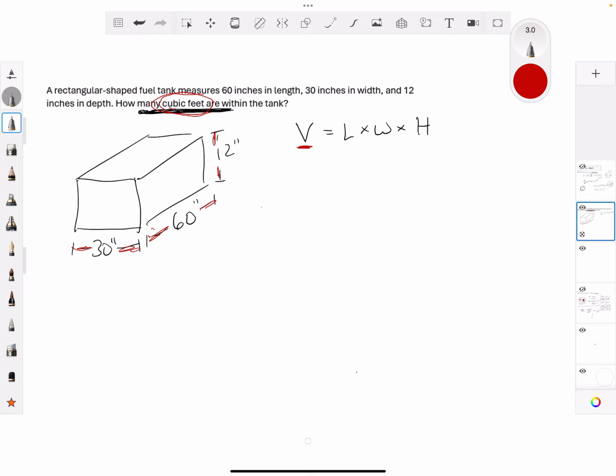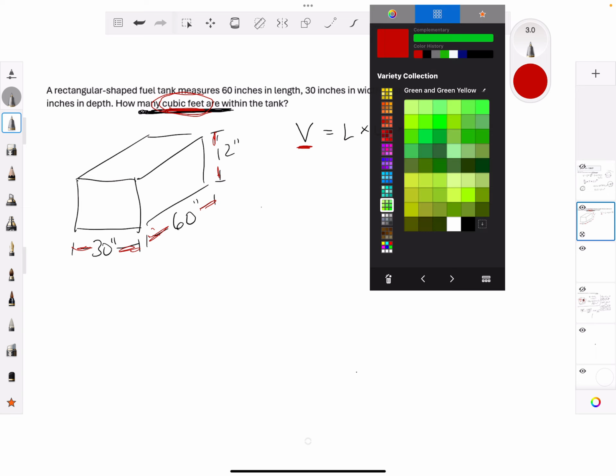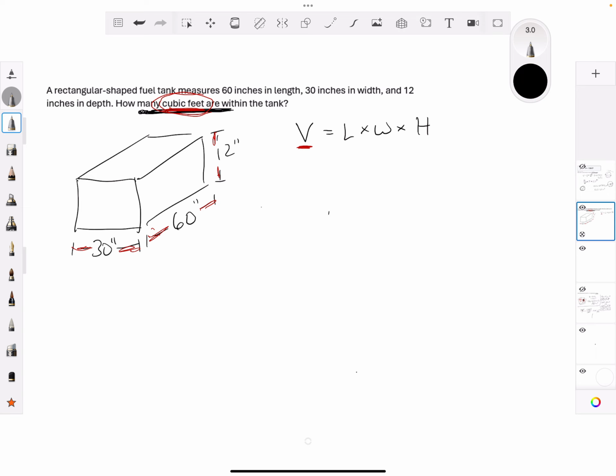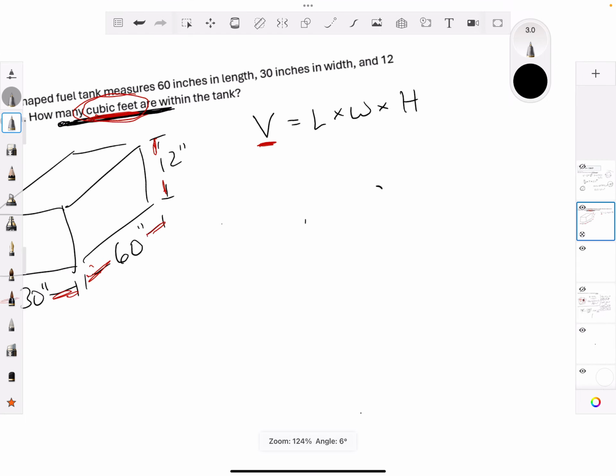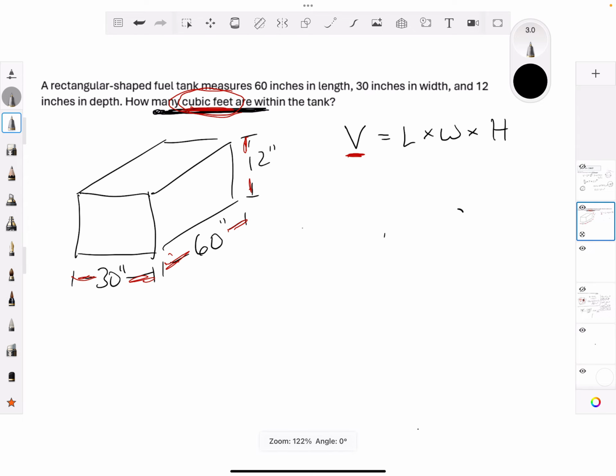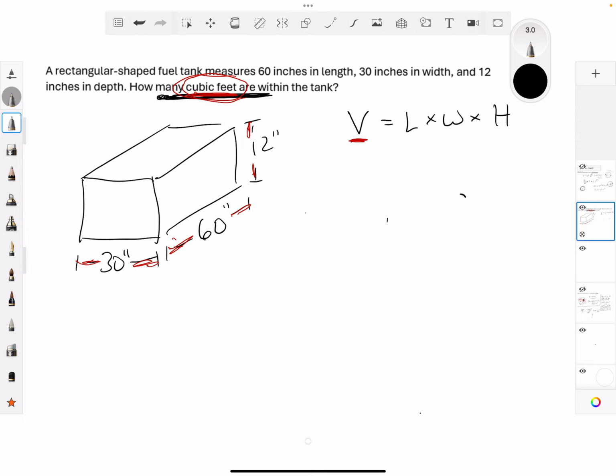After that, we need to realize that it says it wants the answer in cubic feet. So if we did the answer in cubic inches, we would have the incorrect solution. So perfect. There's multiple ways to do this problem. First, I can just do it by converting each of the units to feet and then multiplying those together. So let's start with that.